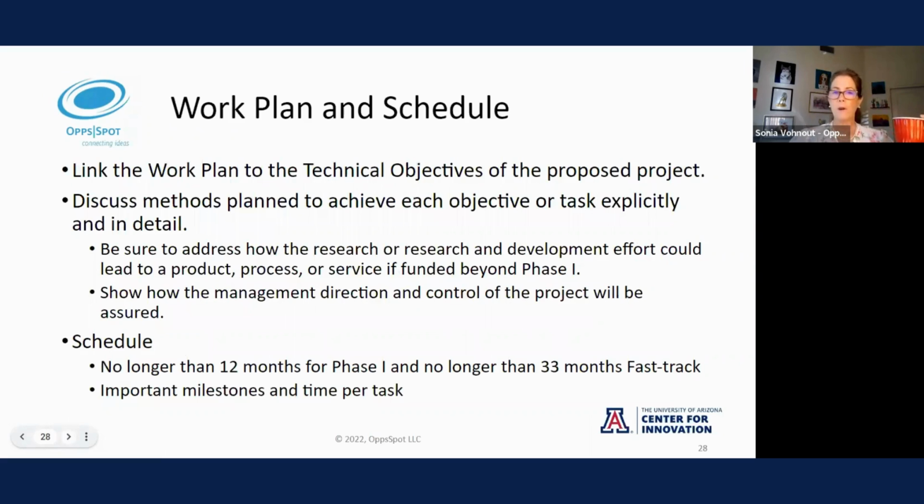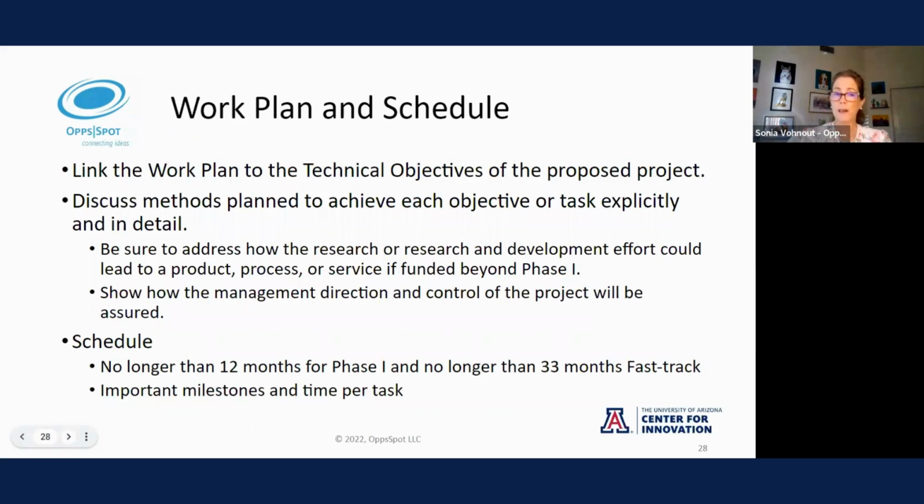So link the work plan to your technical objectives. If you have that table, and when you write on each task what objective you're satisfying, then you satisfy this requirement from the review criteria. It puts it all together and discusses which methods you plan to use for each task, and what you plan to achieve. And keep in mind, the schedule for phase 1 is no more than 12 months, and the one for the fast track is no more than 33.